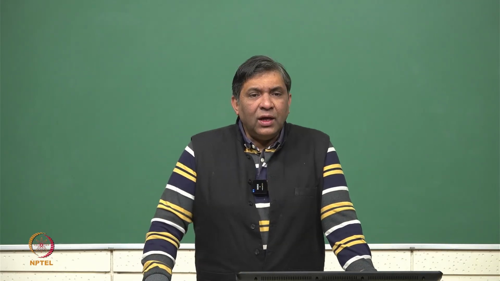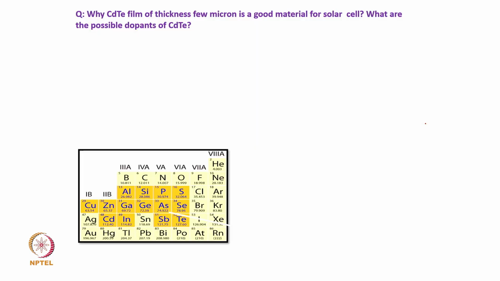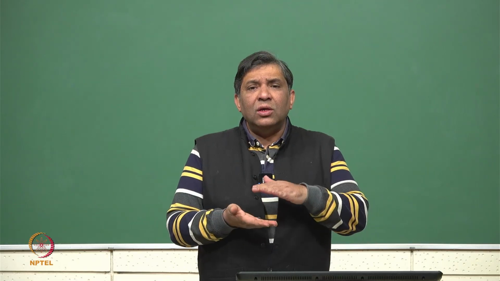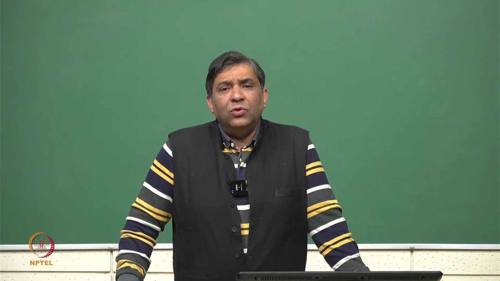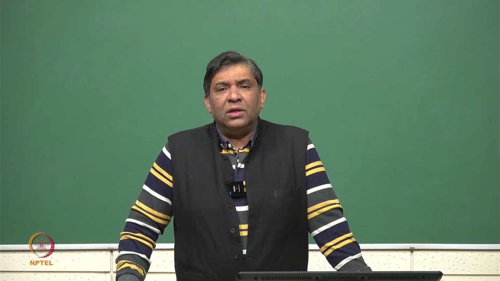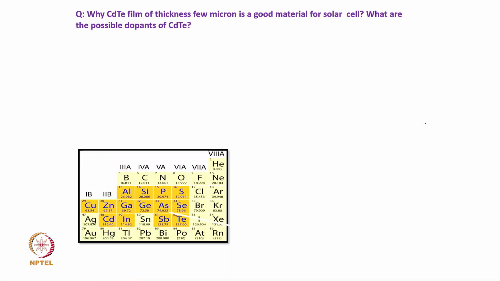Now, let me come to the second question: why is a CdTe film of thickness a few microns a good material for solar cells? I have already addressed that because of its higher absorption coefficient. CdTe has a very high absorption coefficient as compared to silicon. If we have a material with a higher absorption coefficient, we can choose a very low dimension, only a few micrometers, which is good enough to make the solar cell.